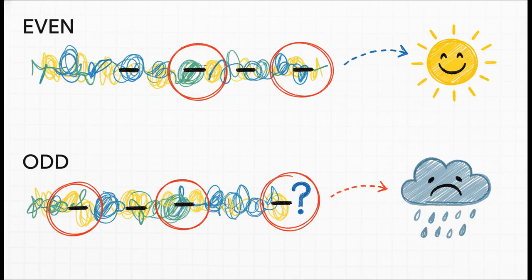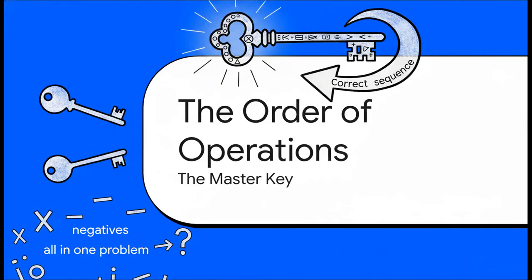If there's an odd number, it'll be negative. It's a great way to check your work before you even start calculating. Okay, so we've got 2 keys on our keychain, but how do they work together? What happens when you've got multiplication and negatives and subtraction all in the same problem?